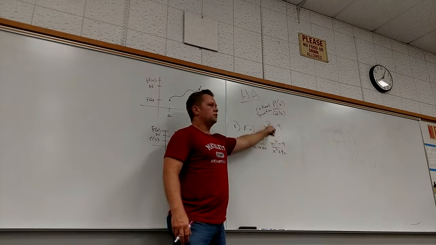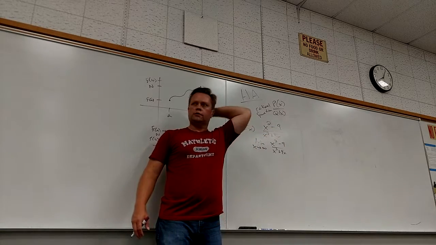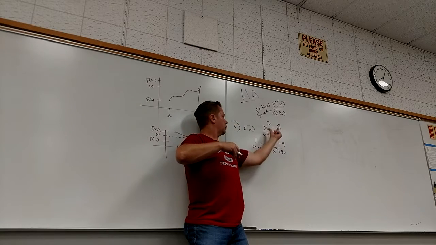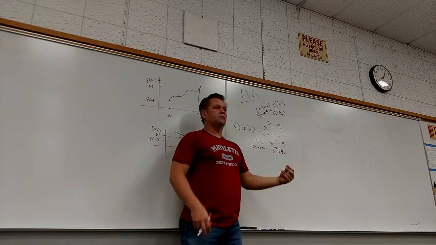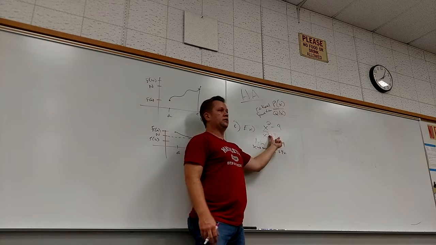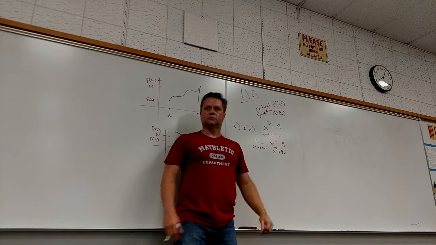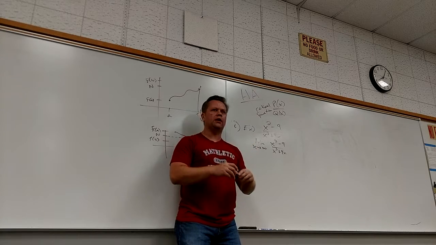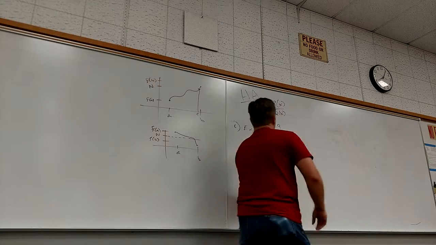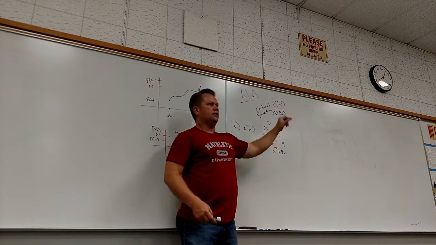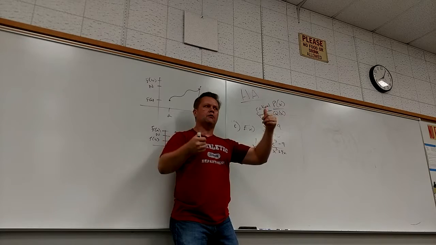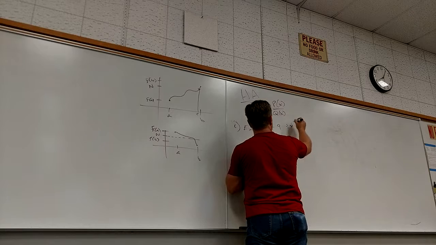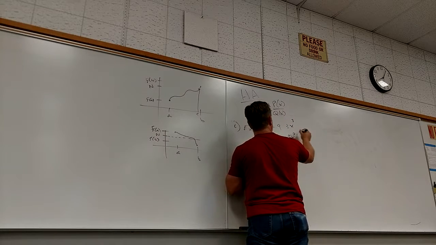Who remembers this situation? What is that limit going to be? Zero. Why zero? Yes. The bottom gets bigger quicker than the top does. It overwhelms the top. So big number over really, really big number goes to zero. I like it. Now what's the technical, non-shortcut way to do that? You divide top and bottom by the highest power. Do you guys remember doing that at all? So if I divide the top by x cubed, what do I get?